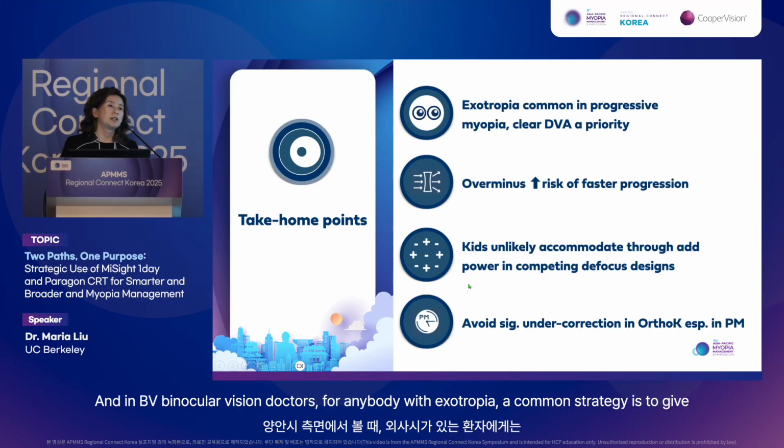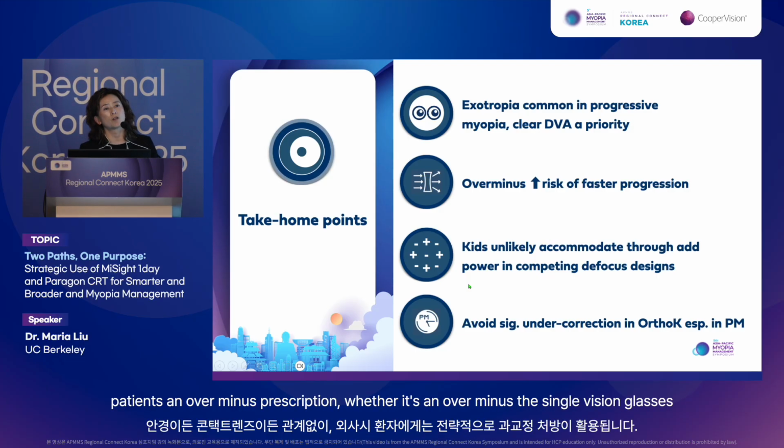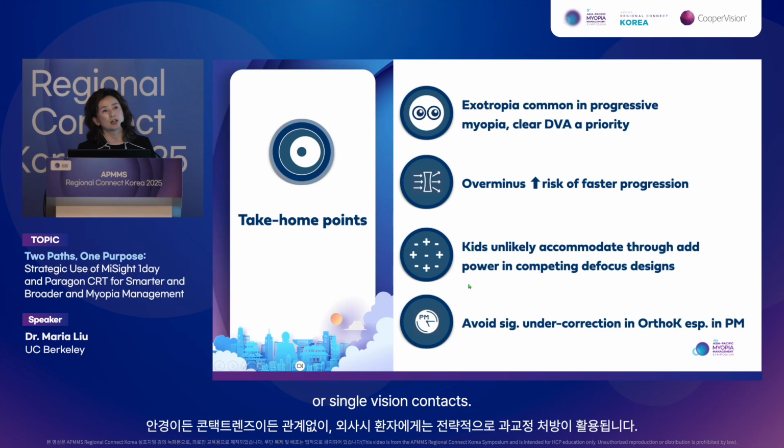And in BV, binocular vision doctors, for anybody with exotropia, a common strategy is to give patients an over-minus prescription, whether it's over-minus single vision glasses or single vision contacts.